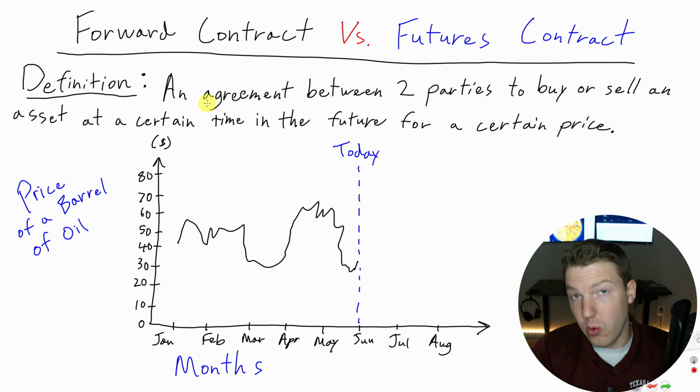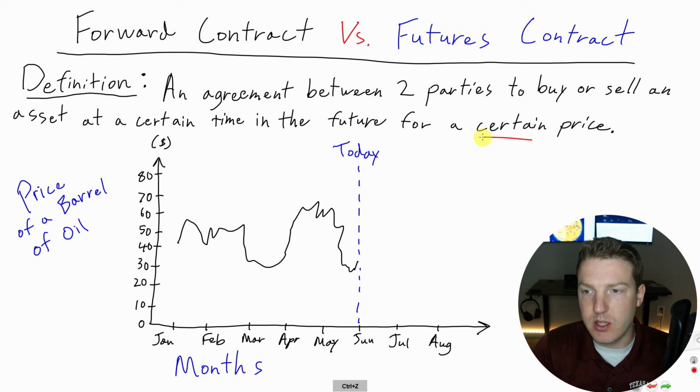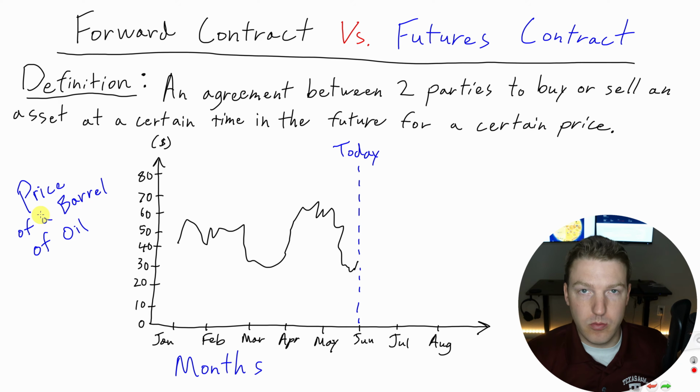A forward contract or a futures contract is an agreement between two parties to buy or sell an asset at a certain time in the future. The key here is that this all happens in the future for a certain price. And let's just go over this with an example that I've laid out below. Let's say you and I, we both trade in the oil market. We trade barrels of oil.